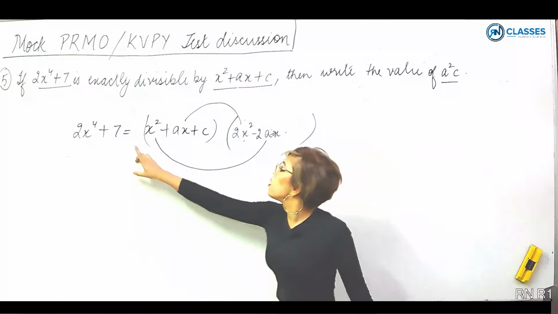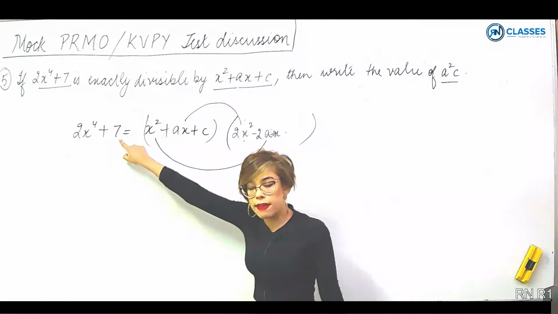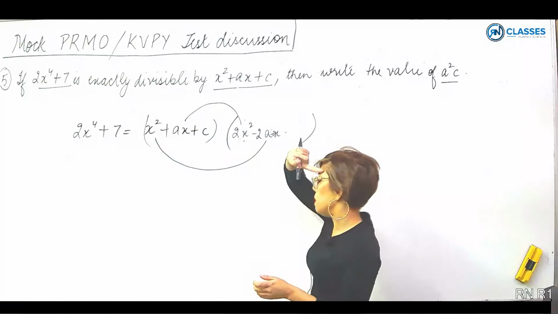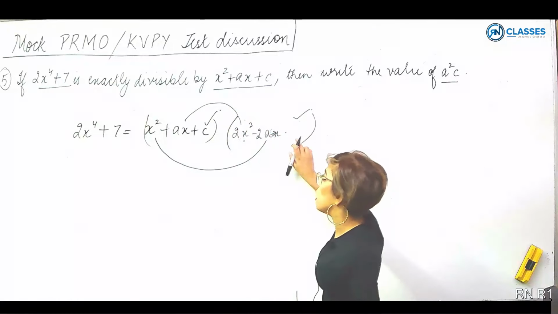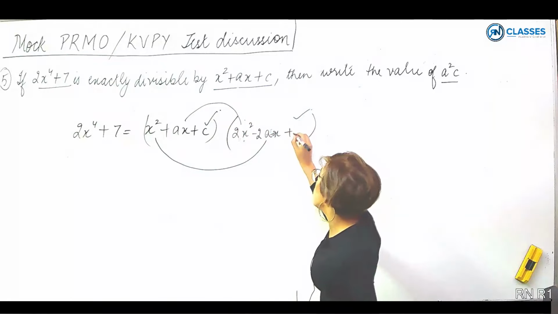Now, coming to the constant term, I can see the constant term is 7. The constant term can just be attained using this constant term and this constant term. So I will write this constant term to be 7 by c.